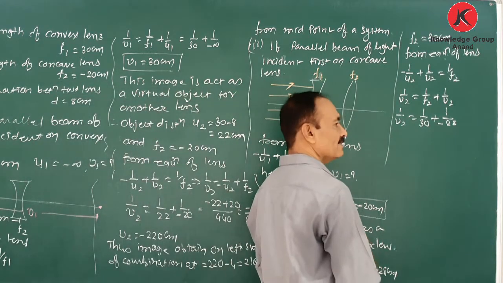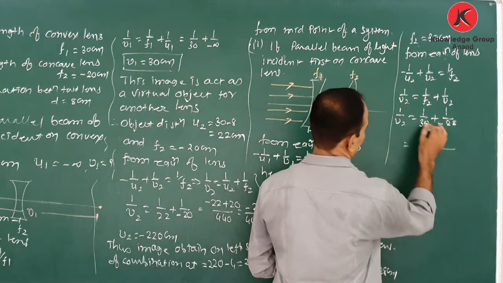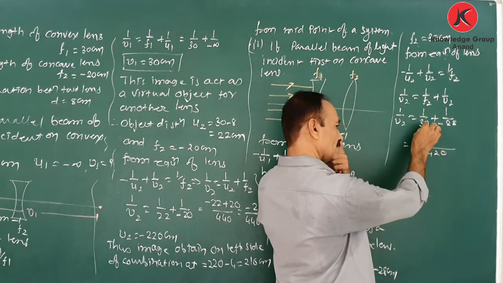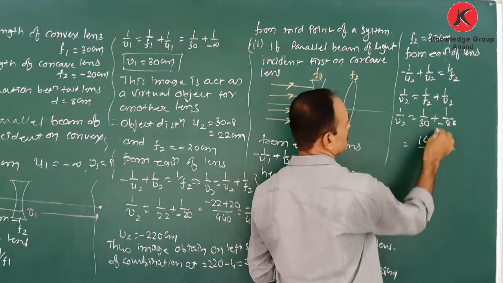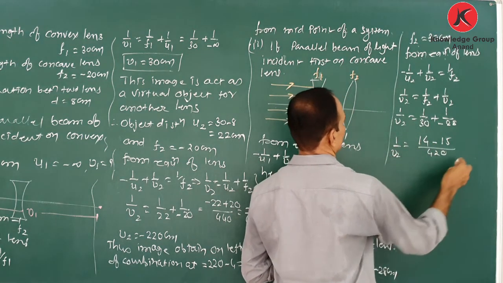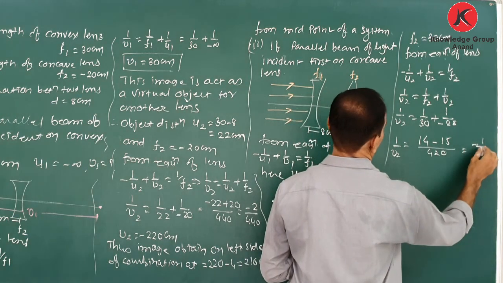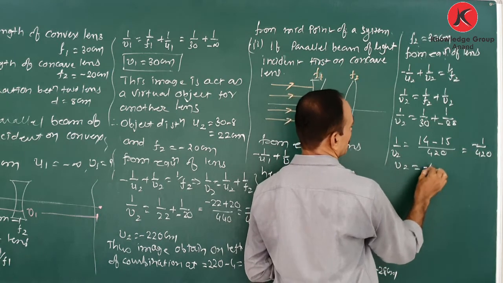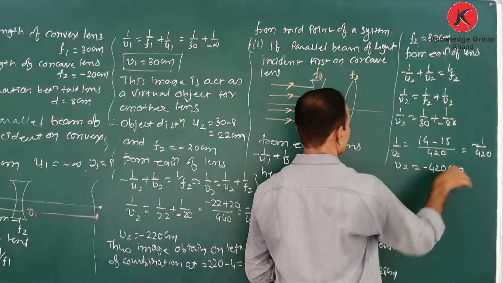Yes, we take the LCM of this. So there is 1/30 minus 1/420... here the multiplication is 14 minus 15. So 1 upon v is minus 1 upon 420. Therefore, v2 is equal to minus 420 centimeter.